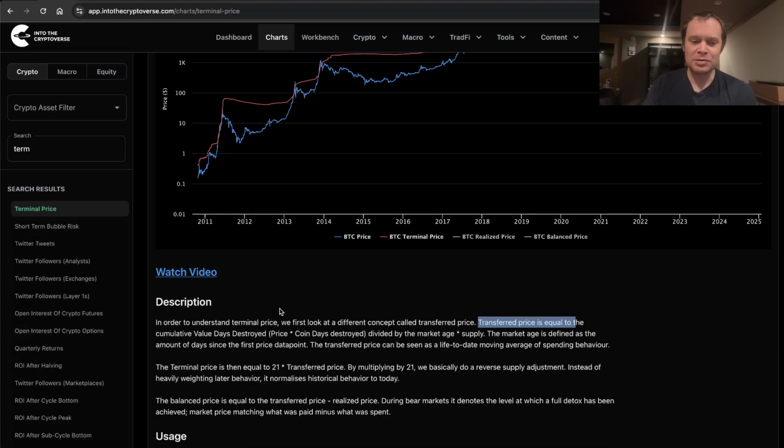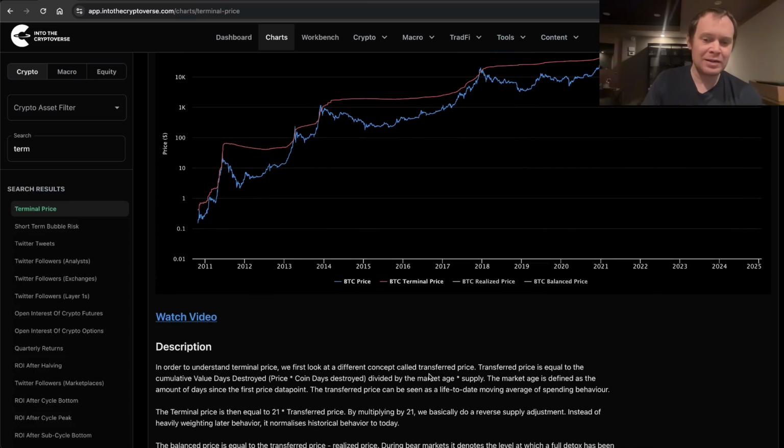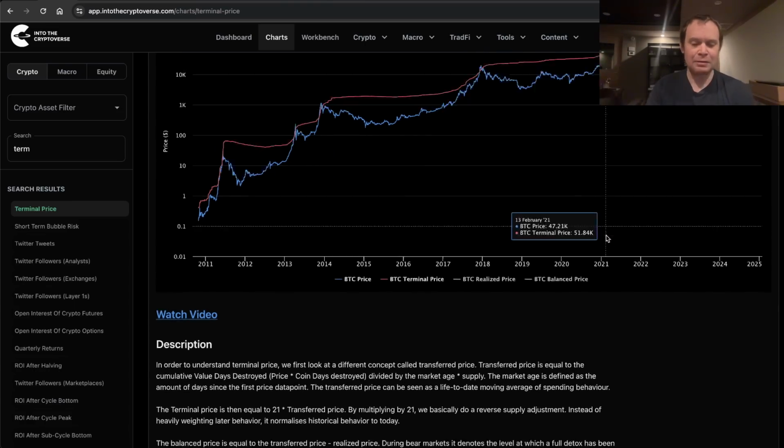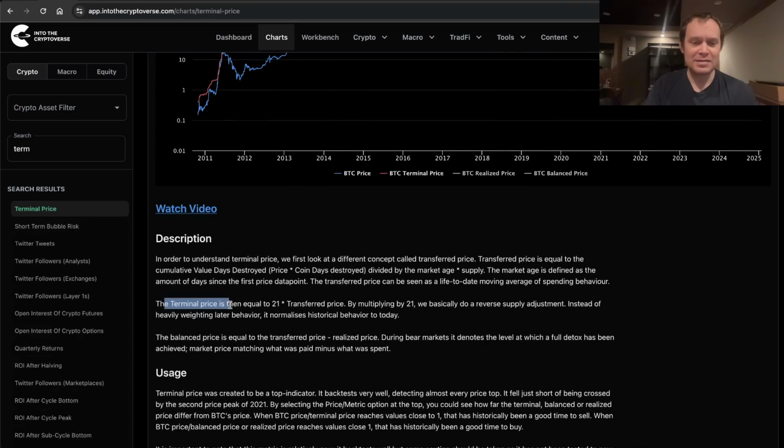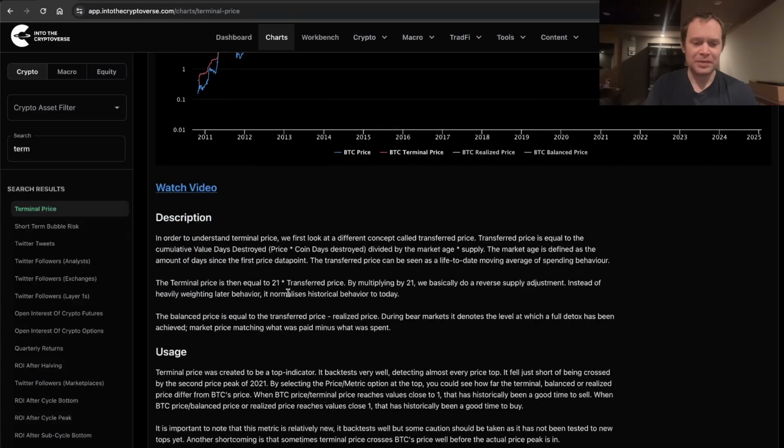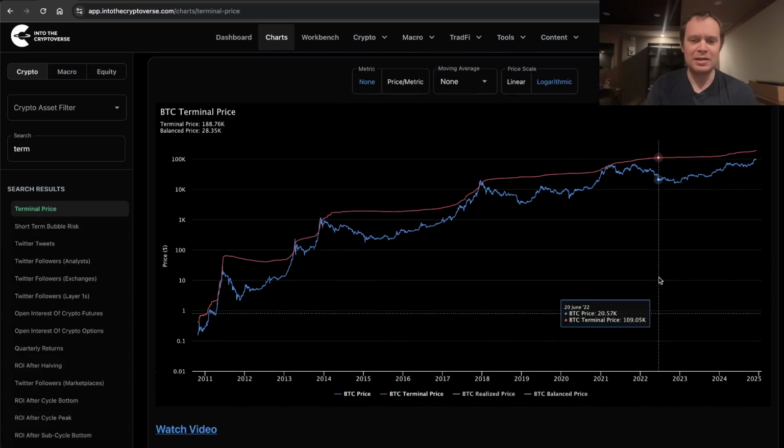transferred price is equal to value days destroyed, which is price times coin days destroyed, divided by the market age times supply. The market age is just defined as the number of days since the first price data point, and the transferred price can be seen as a life-to-date moving average of spending behavior. Now, that is defining something that isn't even the thing we're trying to define. It's just making up the thing we're trying to define. The terminal price, which is what we're interested in this video, is equal to 21 times the transferred price. Okay, so that is how the terminal price is created.